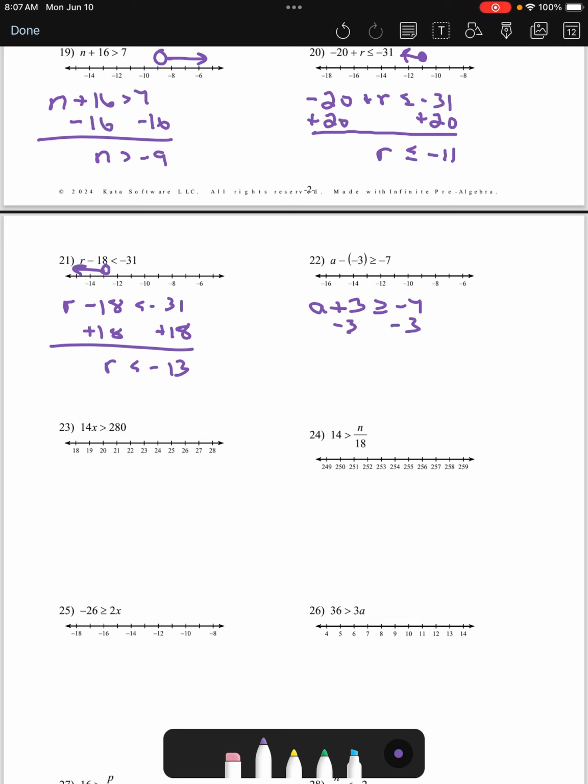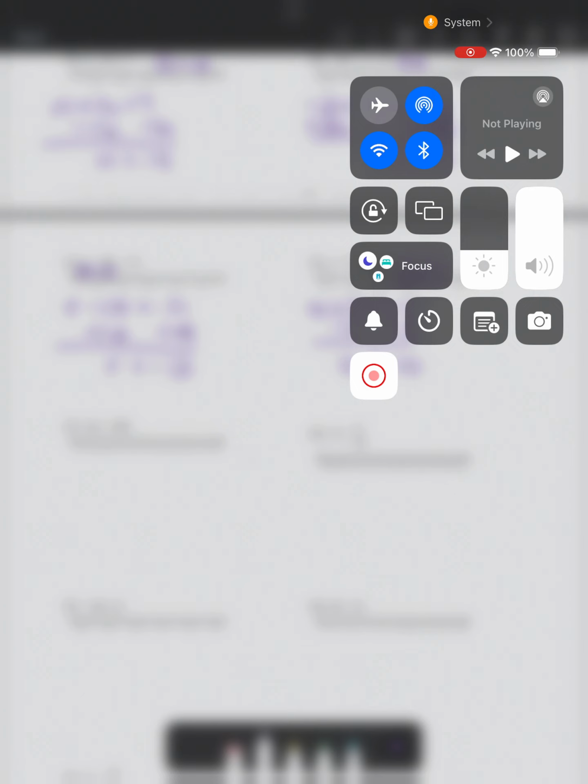And the last problem for today, we do need to rewrite this as a plus 3 is greater than or equal to -7. We'll subtract 3 from both sides to get a is greater than or equal to -10. -10 gets a circle. It gets filled in. And our arrow goes to the right.